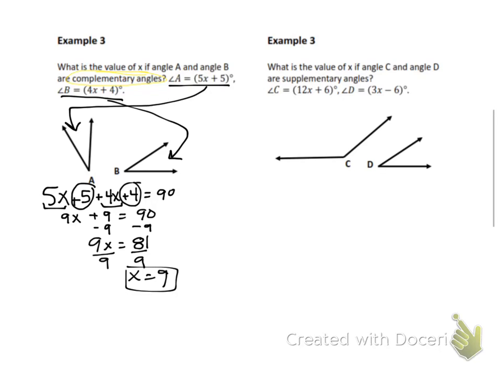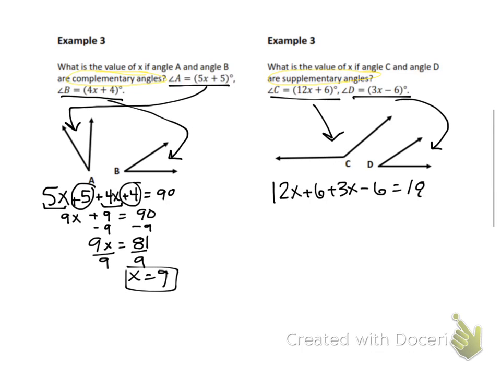Example 3 is very similar, but the only difference here is it's asking that they are supplementary angles. So instead of equaling 90, they're going to equal 180. Here's angle C, 12x plus 6. Here's angle D, 3x minus 6. Again, add those together and then set them equal to 180. So 12x plus 6 plus 3x minus 6 equals 180. Again, combine your like terms first.